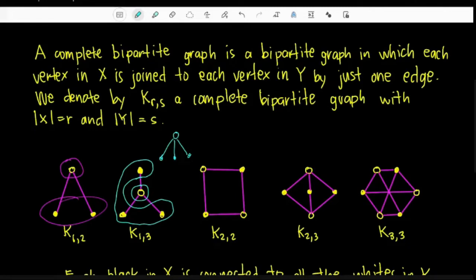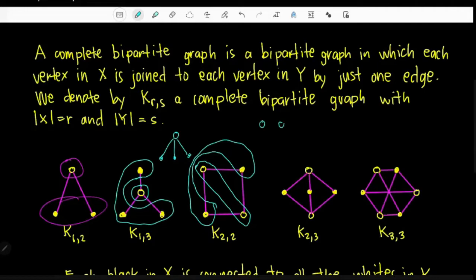This is K_{2,2}. We have two blacks and two whites. If you want, we can draw it this way. This is two blacks and two whites. So these two blacks are connected to two whites, and these two blacks are also connected to two whites.